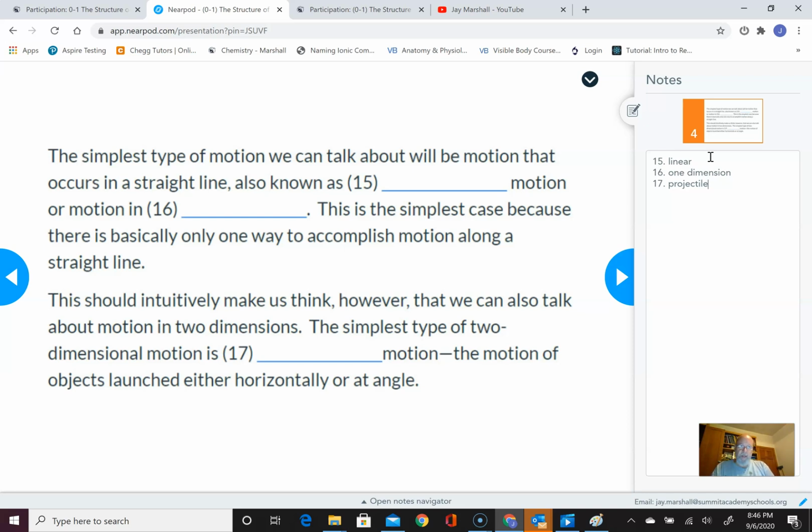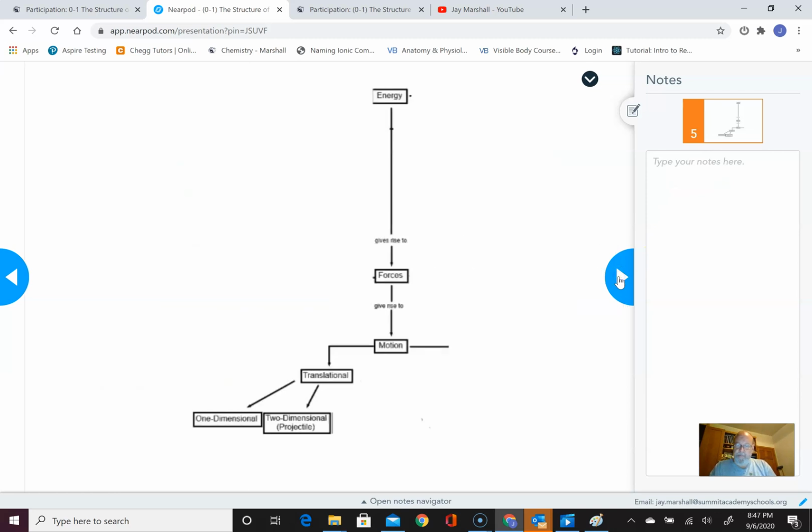If I shoot a gun in a horizontal way, or I shoot an arrow in a horizontal direction, it will also follow a projectile type of motion. If I kick a football, that's launching a projectile at an angle. So those are all examples. So we go to the next slide.